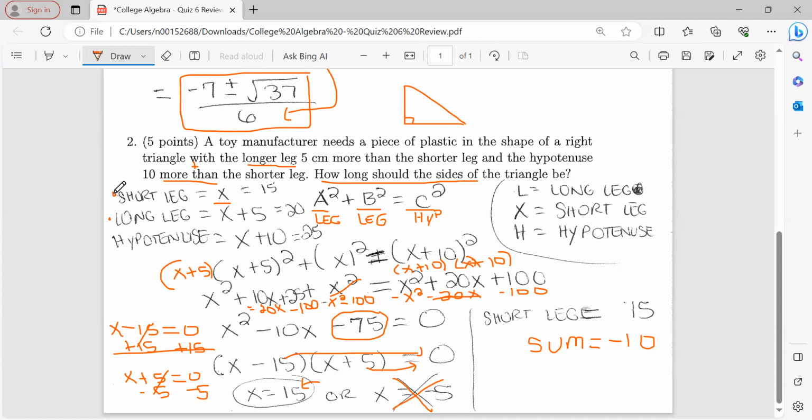So we have our short leg as 15. Our long leg, we add 15 plus 5 to get 20. And then our hypotenuse, 15 plus 10 to get 25. So these would be our three lengths that we need to determine to answer this question.